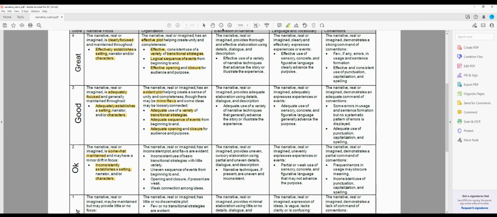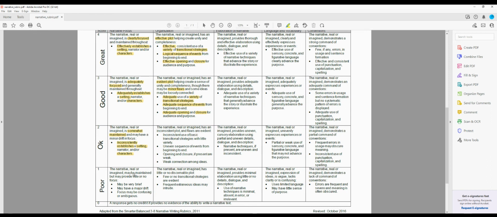Let's take a look at a 1. The narrative, real or imagined, may be maintained, but may provide little or no focus. So maybe maintained, highlight that, may provide little or no focus. So may be very brief. So some of you do have a 1 paper. It's very, very short.